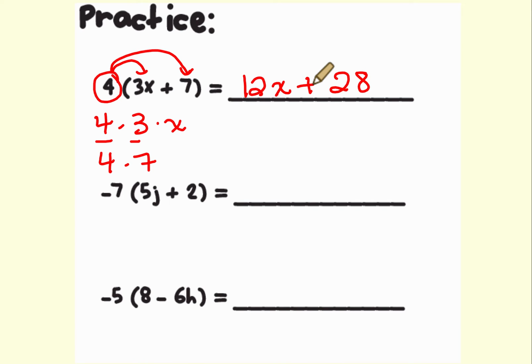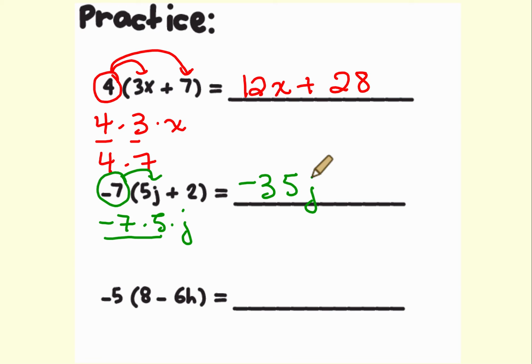So now let's look at this next one. It says the factor I'm trying to distribute is negative 7. So I want to do negative 7 times positive 5 times j. Knowing those values, I can actually remember from multiplication that 7 times 5 is 35, but a negative times a positive is a negative, giving me negative 35 times j. Then I have to multiply the negative 7 times positive 2. A negative times a positive is a negative, so I would write it as minus 14.